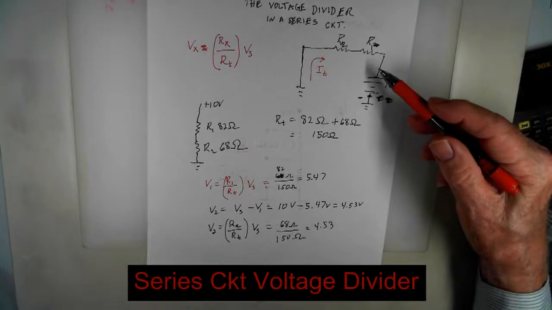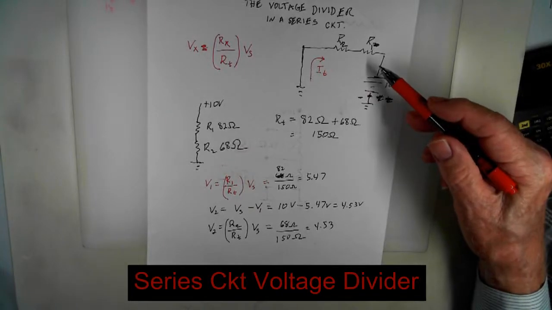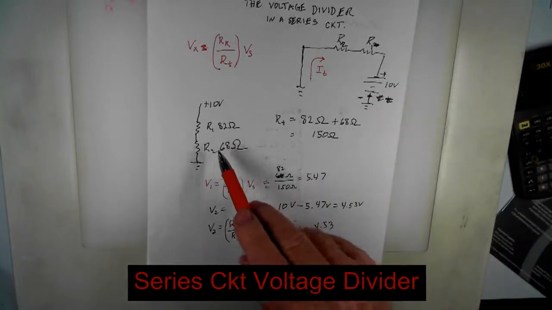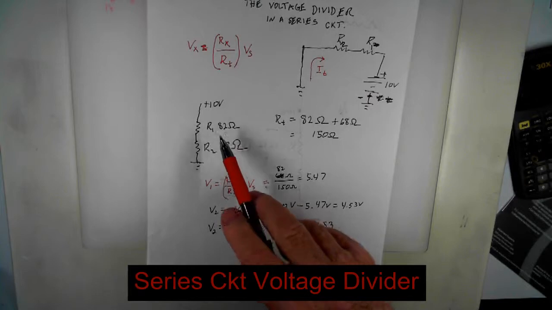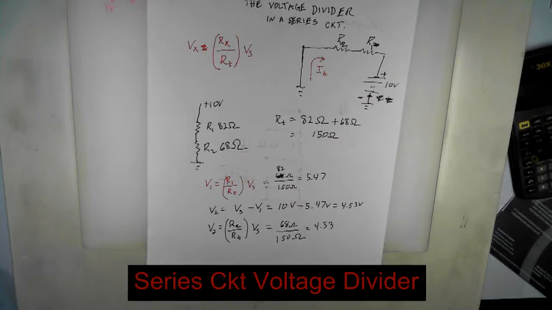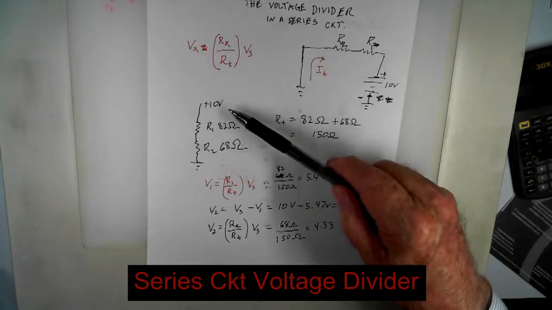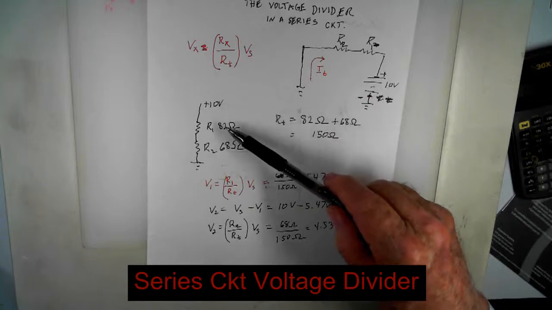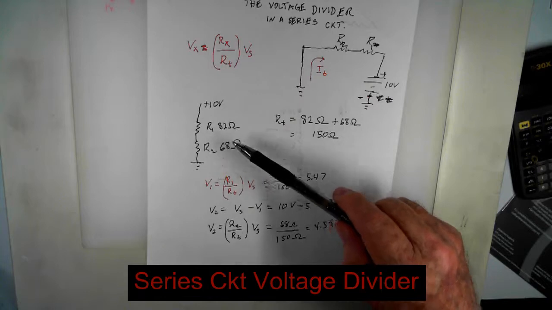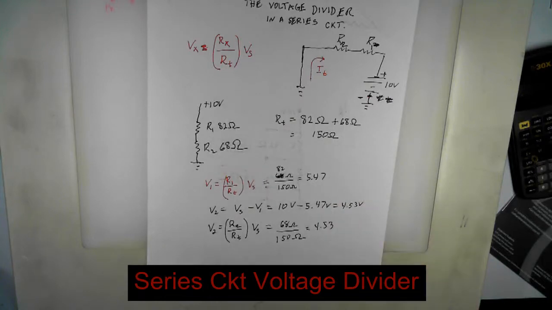Now, I really don't like to use this type of diagram anymore. I found out it's a lot simpler to redraw the diagram, and this diagram here is the same as this diagram here. So let's work with this diagram. Notice that we have a 10 volt source, and we have R1, which is 82 ohms, and R2 that's 68 ohms. Now this formula may seem a little difficult to some of you right now, but it's going to be very clear to you soon.